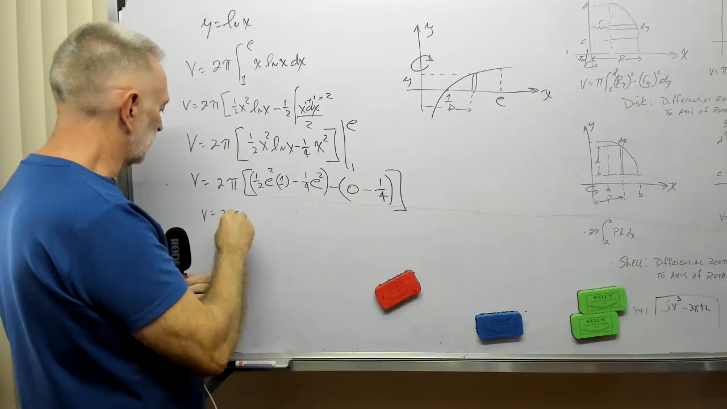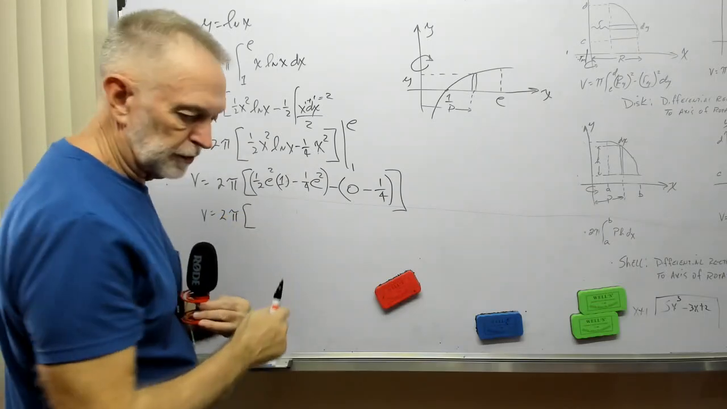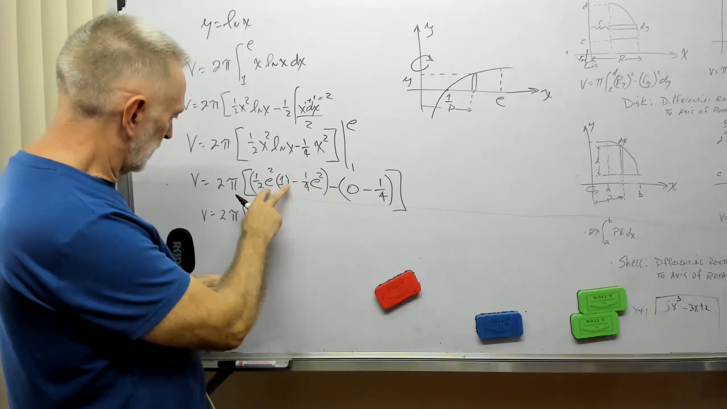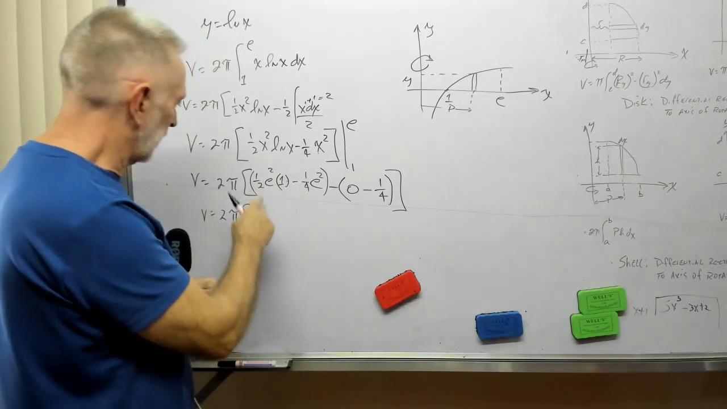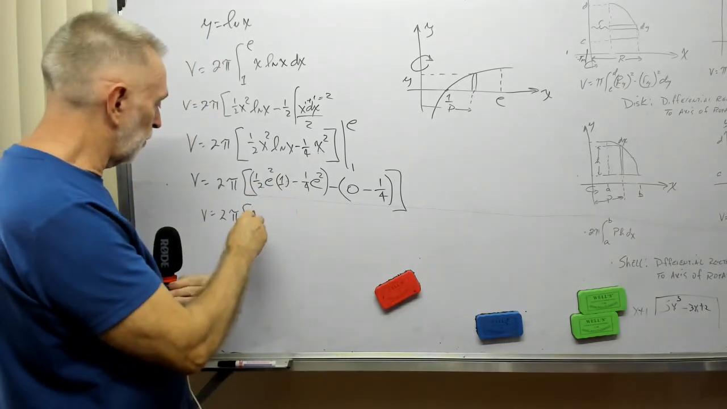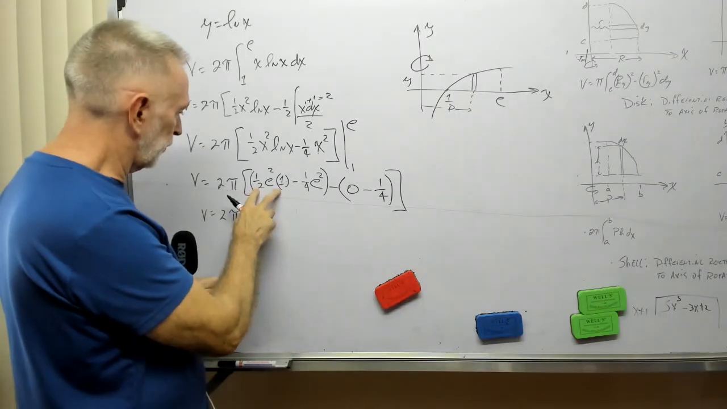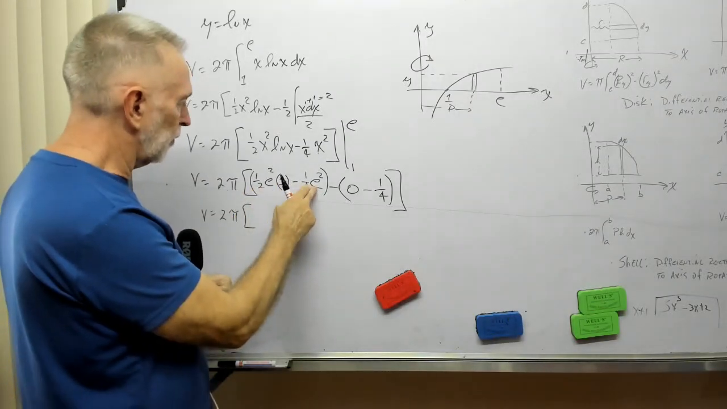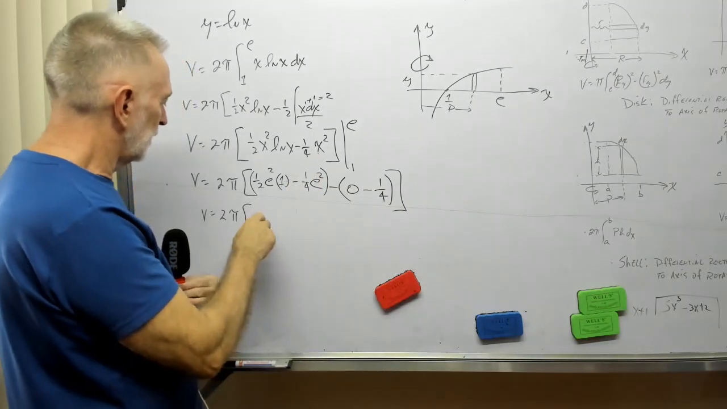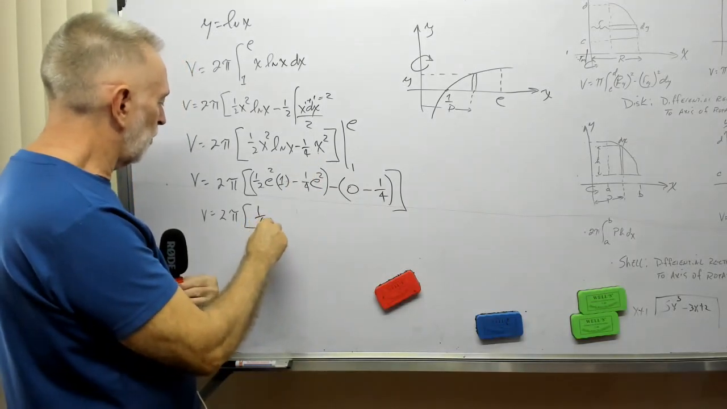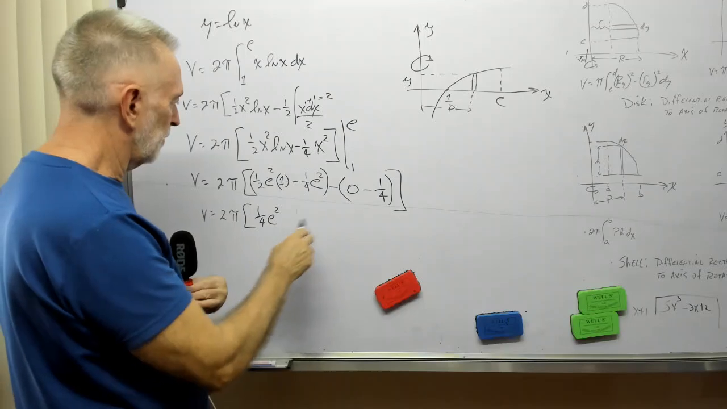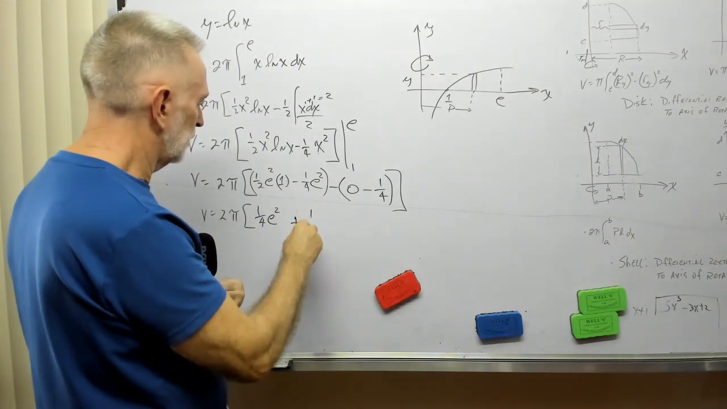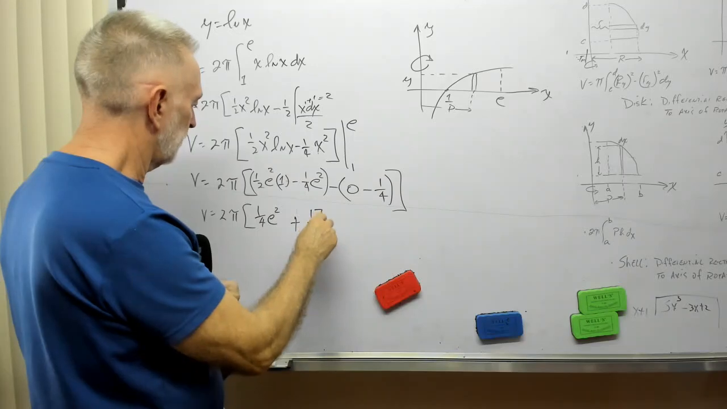So volume is 2 pi times what? So now we need a common denominator. 1/2 is what? 2/4. 2/4 e squared. 2/4 of something minus 1/4 of the same something leaves me just 1/4 e to the second power, minus a minus, which is plus 1/4.